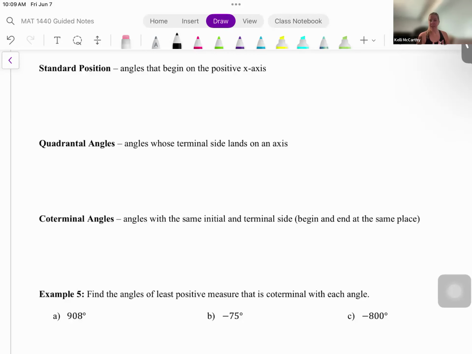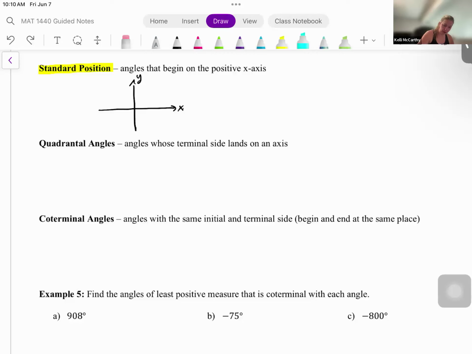Continuing our conversation on angles, let's look at some different terminology. We have standard position. When we're talking about an angle in standard position, which is going to be our go-to, unless we're dealing with bearings, which we'll learn later in this unit, standard position is any angle that begins at the positive x-axis. So our positive x-axis is right here.